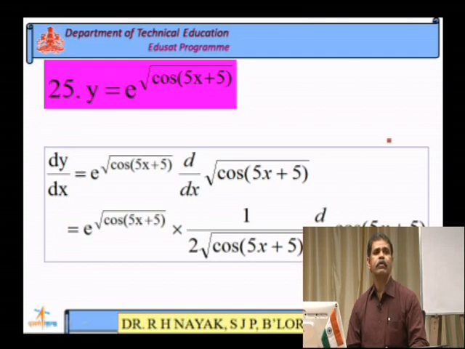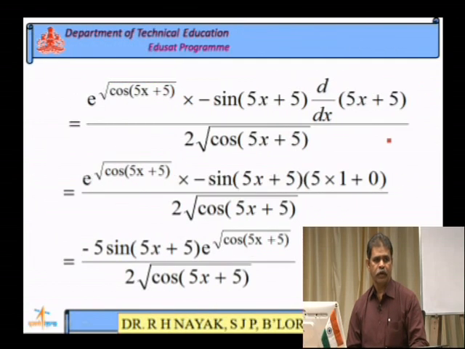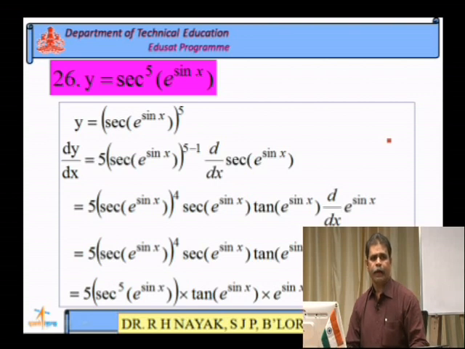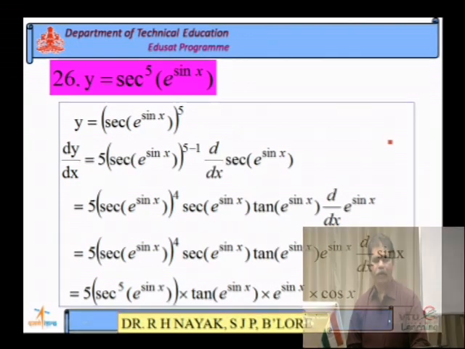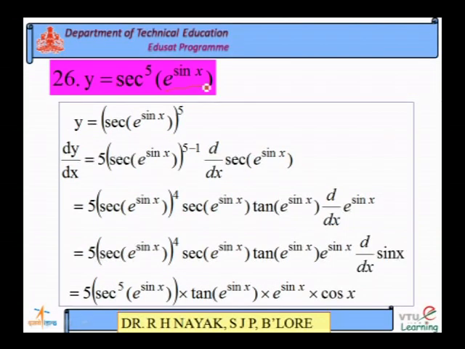It is e to the power of function, again more terms are included here, secant to the power of 5 of function. What is function? E to the power of sin inverse x. Basically it is taken as secant of e to the power of sin inverse x, whole to the power of 5. It is of what form? Function to the power of n, n into function to the power of n minus 1 into d by dx of function. Here 5 minus 1 becomes 4.